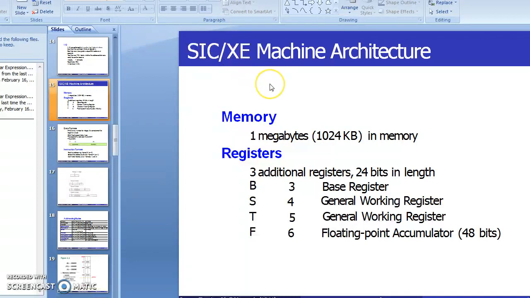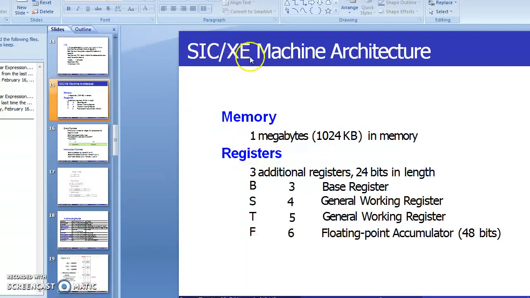In SIC we have 7 machine architecture elements, same as usual. Number 1 memory, register, data format, instruction format, addressing mode, instruction set, then the last one input output device and programming. First we are going to learn about SIC/XE. SIC, all of you know very well, Simplified Instructional Computer. In this machine architecture, all the data formats and all the instruction sets are a simplified version used by human beings in terms of computer language, zeros and ones.